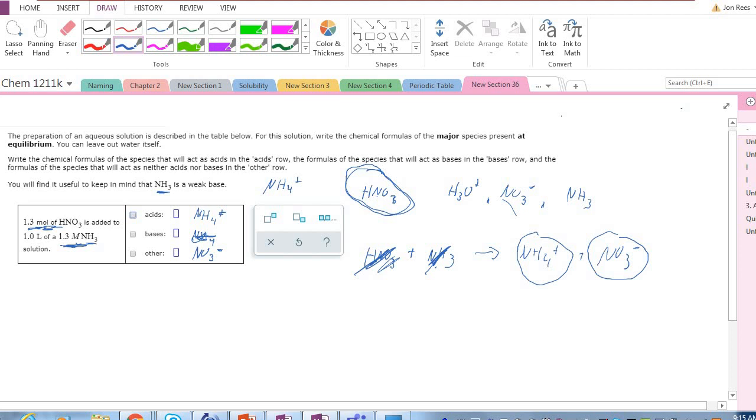So that's how I would do that first problem. I realize what's in there initially. I take account for any chemistry that's going on. I make sure I look at the concentrations. And once I do that, then I can assign what species are going to be there. Alright, let's move on to another one here.